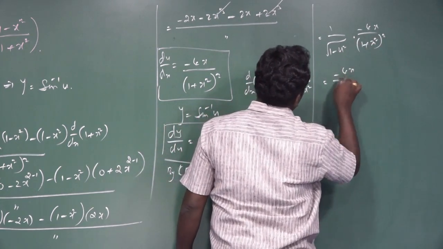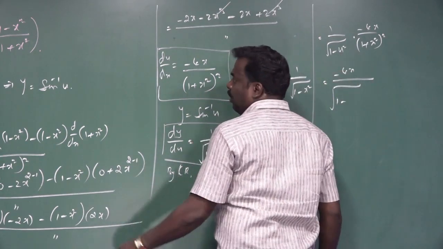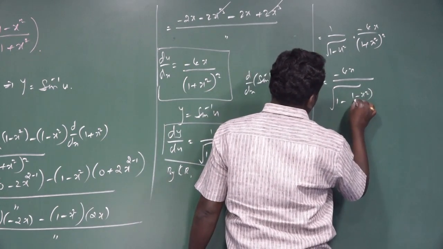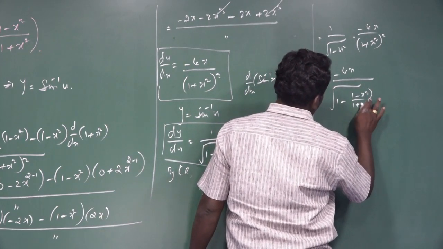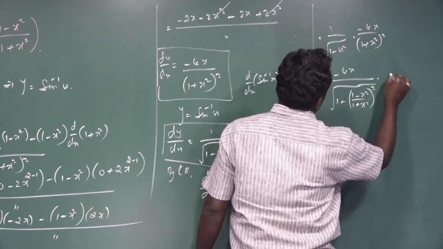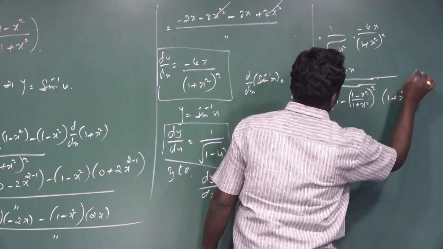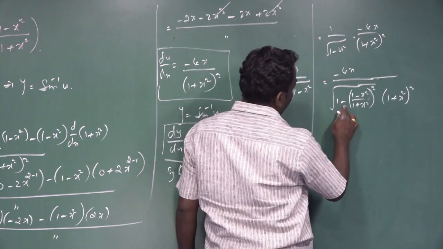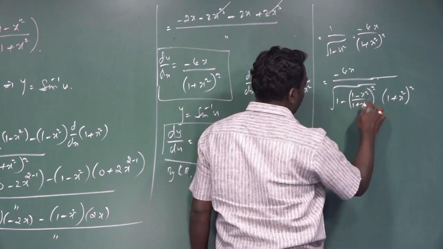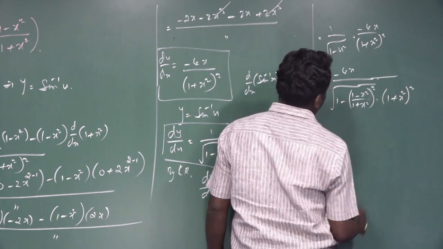And this equals minus 4x in the numerator by the square root of 1 minus u square. What is u? It is (1 minus x square) by (1 plus x square), that u term whole square, into the square root of (1 plus x square) whole square remaining. 1 minus u square, where (1 minus x square) by (1 plus x square) is u, whole square. Again we have the term (1 plus x square) whole square as it is.